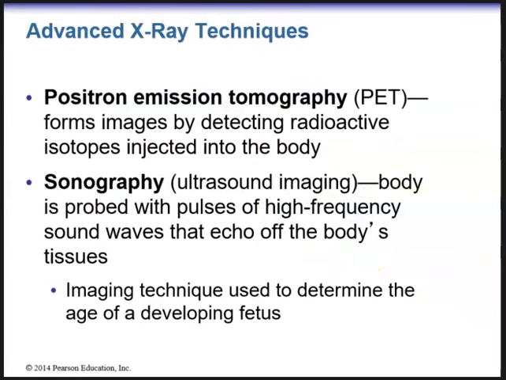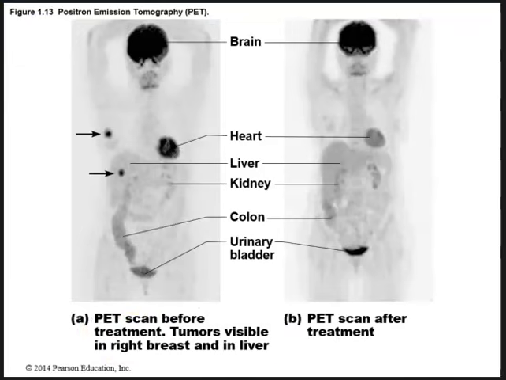Other advanced X-ray techniques include PET scan or positron emission tomography. This forms images by detecting radioactive isotopes injected into the body. We also have ultrasound or sonography. This is ultrasound imaging. The body will be probed with pulses of high-frequency sound waves that echo off the body's tissues. We know that ultrasound is an imaging technique which will be used to determine the age of a developing fetus. So the next slide shows PET scan.